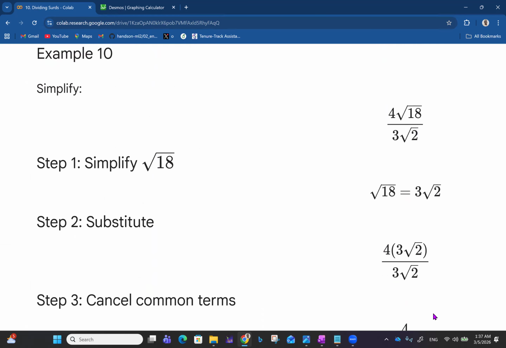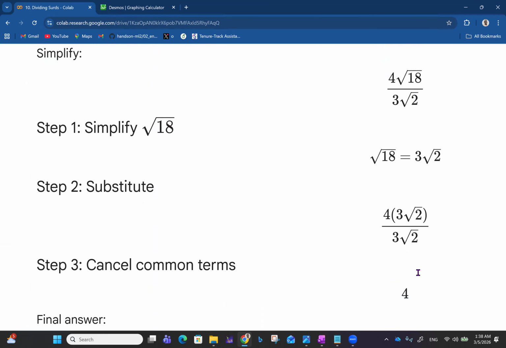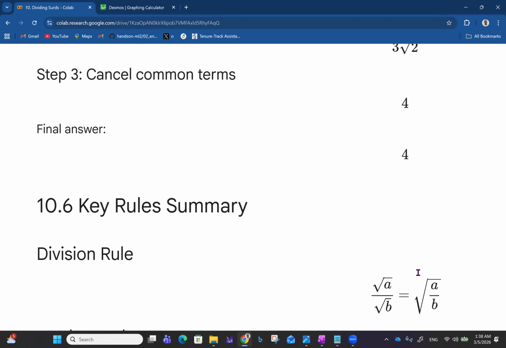For example 10, we can have this also. We have 4 root 18 over 3 root 2. So for 4 root 18 now, root 18 itself, that's 3 root 2. So 4 root 18 is 4 into 3 root 2. And you have 3 root 2 down here. So 3 root 2 can cancel 3 root 2, and all you have left is 4. And that's the final answer there.